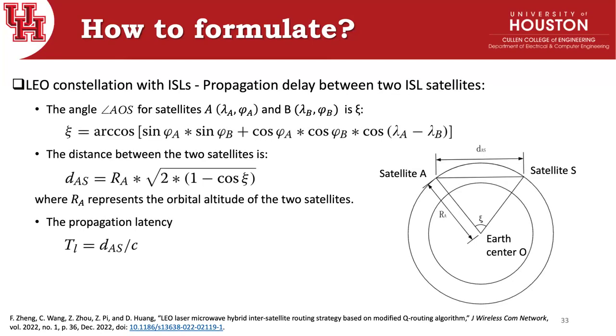Besides the transmission delay, here comes the propagation delay. The propagation delay is determined by the distance between two satellites, here as d_AS. To calculate it, firstly we calculate the angle AOS here, based on their geometric coordinates lambda and phi. We can use this equation to calculate them. With this angle, we can calculate the distance as here, and the propagation latency is the distance divided by the speed of light.